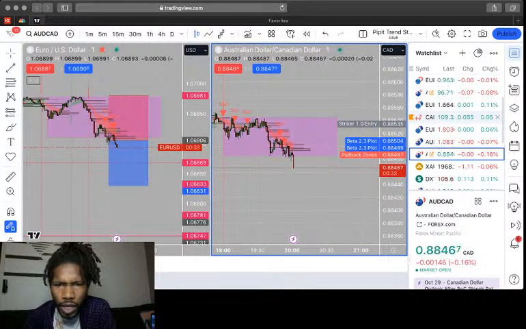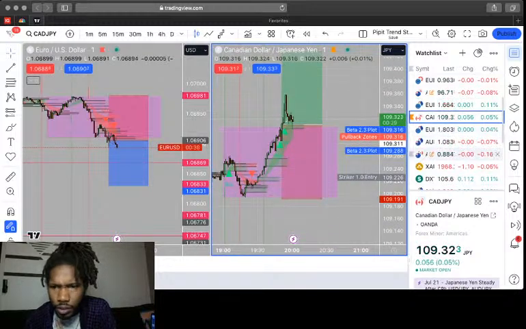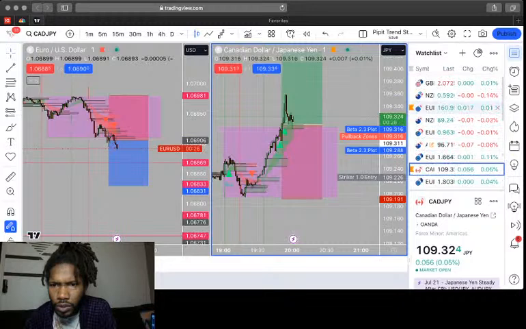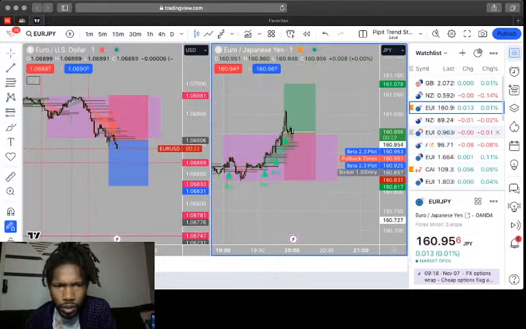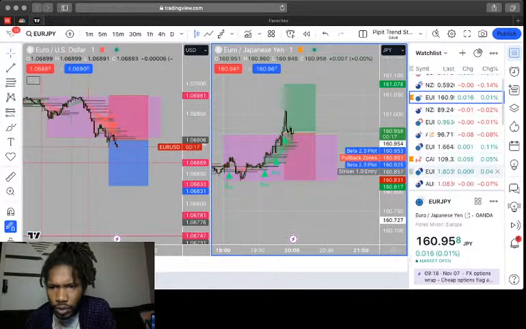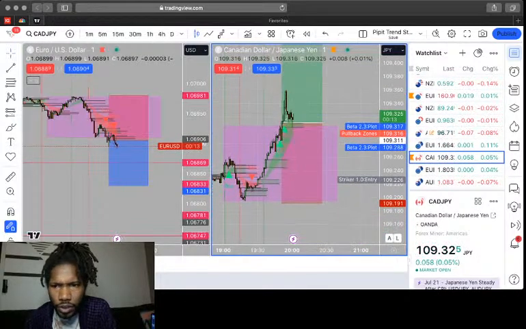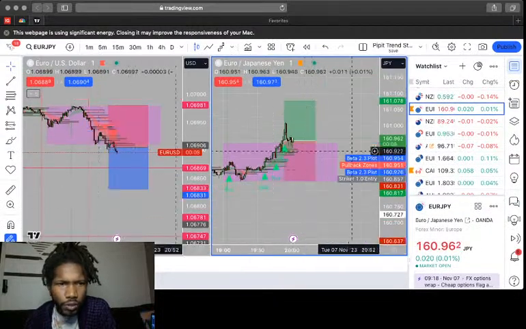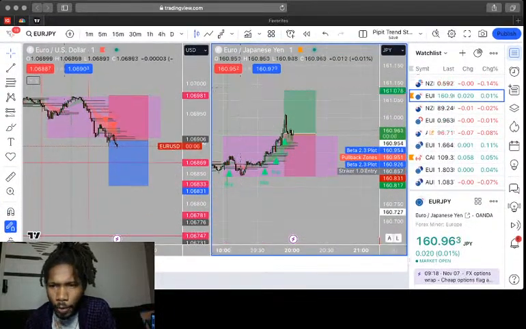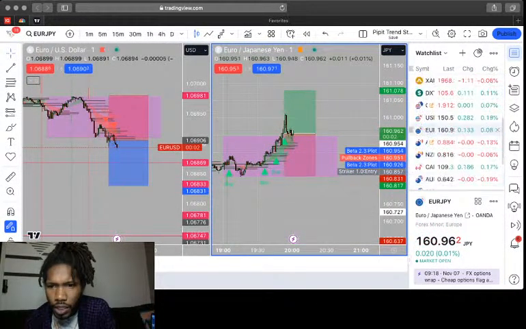Let's keep an eye on CAD-J. Where's CAD-J? Alright, CAD-J, we got that going up a little bit. That's slightly in profit. Let's keep an eye on these other pairs. EJ, slightly in profit. We got EU in profit. So we got CAD-J in profit, EJ in profit, EU in profit. We're looking for ACAD.